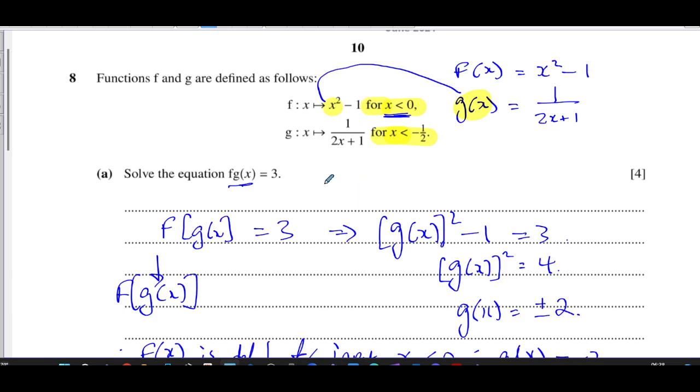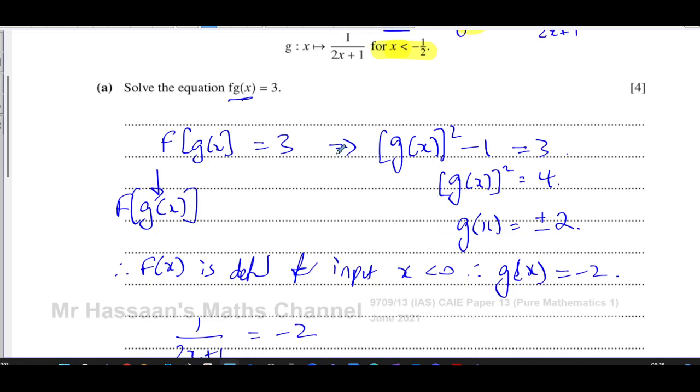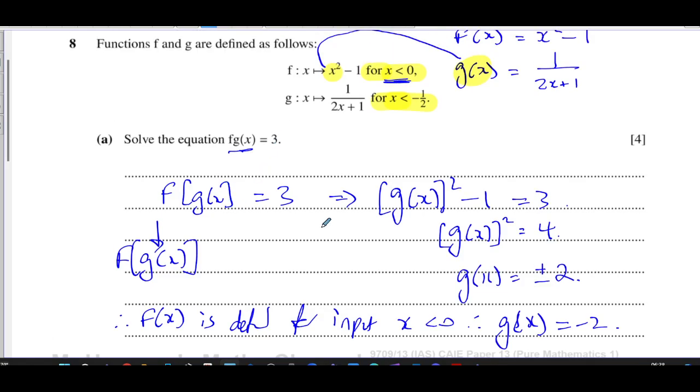But then it doesn't become very clear. This way makes it much clearer about what we can put into function f. So replace the x in f of x with the actual expression g of x, not what g of x is equal to, but just g of x. And then you see what that comes out to. If it's valid for the range, we use it. If it's not valid for the range, we don't use it.